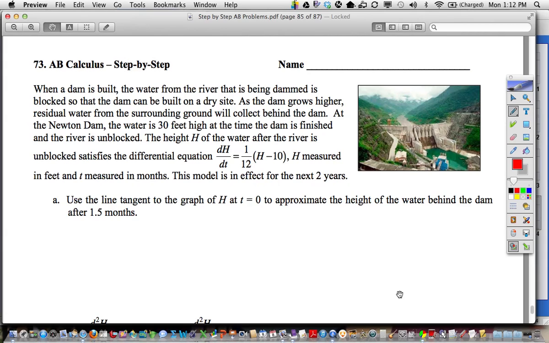That's a differential equation. Now, quick review. We had 3 different types of differential equations. What was the first type? Ones we know how to solve. Is this one of those?